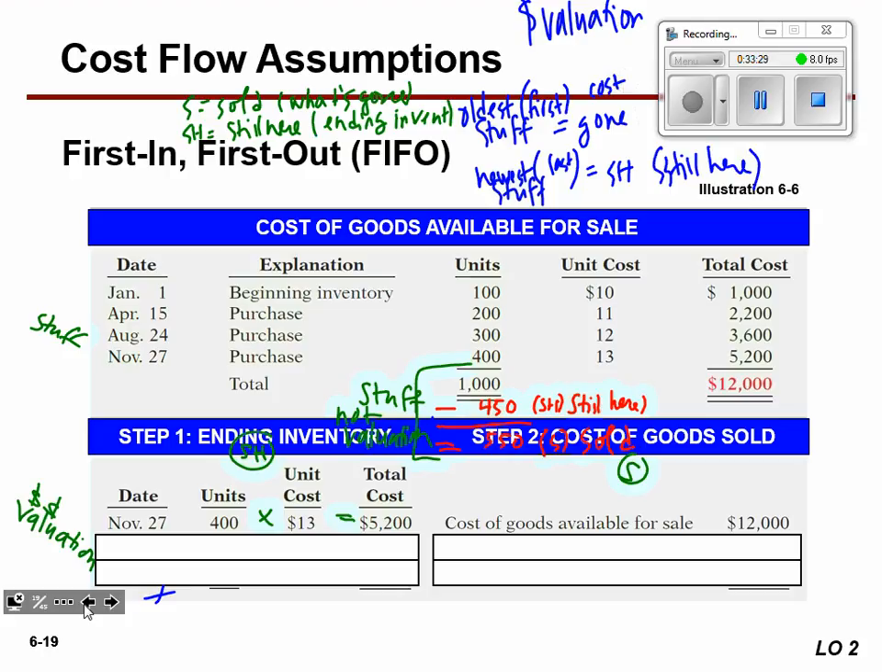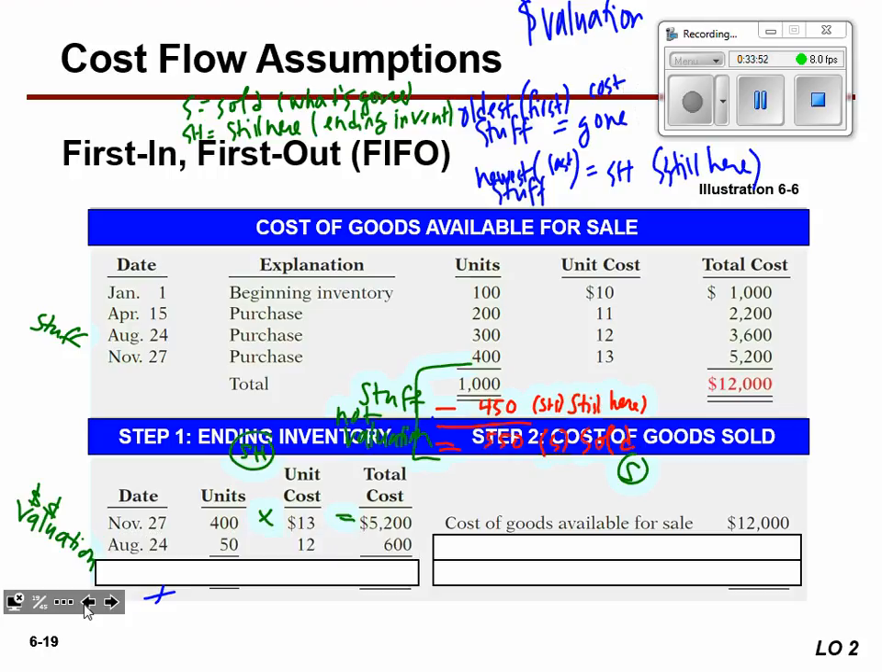Trick question coming at you. What's our next most backwards date? August 24th. How much did we buy on August 24th? 300. Here's my trick question. What's SH? What's still here? 50 of it. Good. I can't stump you guys.